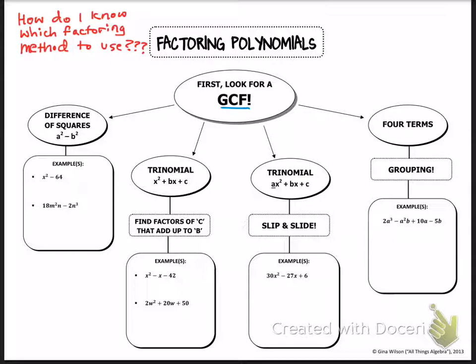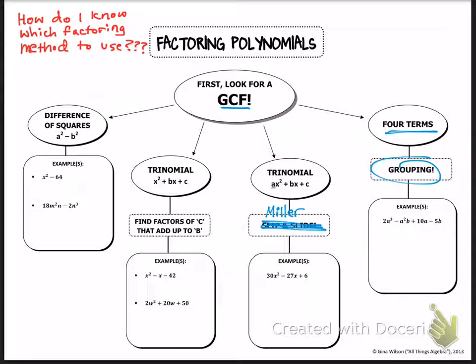Now, after that, you have a lot of choices. The ones that we've learned so far are grouping, and I'm going to call this the Miller method, and another trinomial. So depending on what you have, those are the ones that you have to do. Let's say you find a GCF. If you have 4 terms, you're going to group. You're going to do a grouping method.